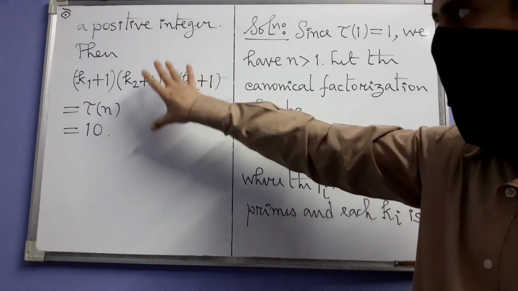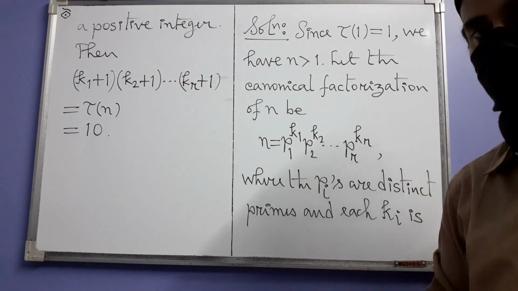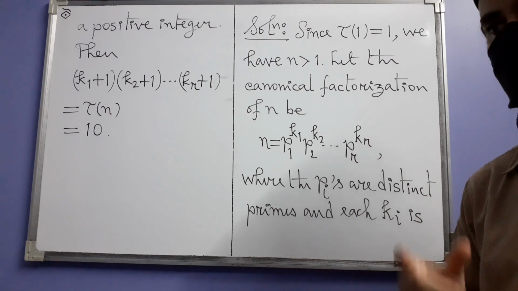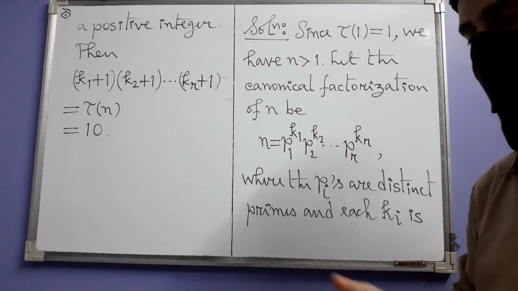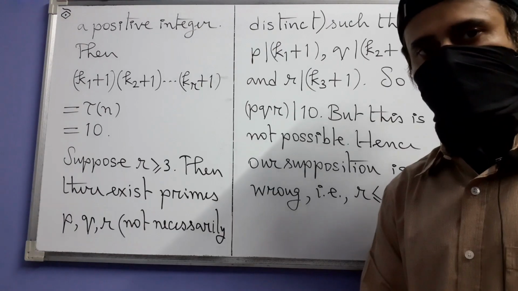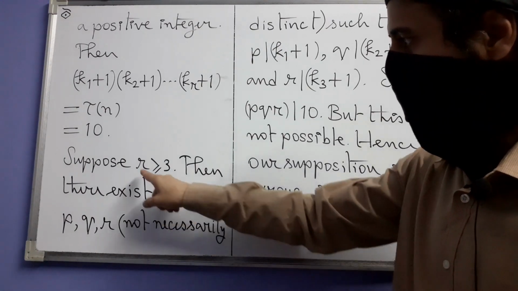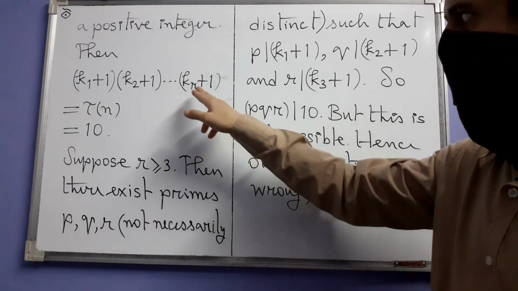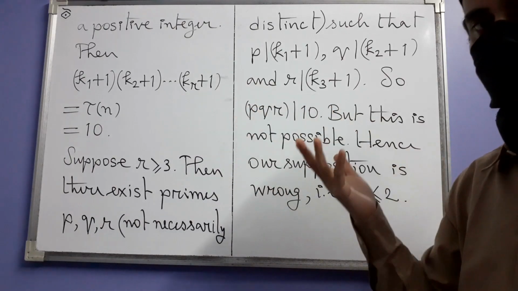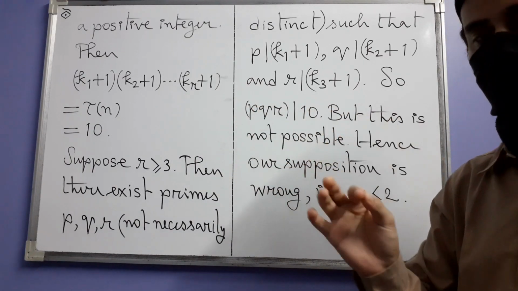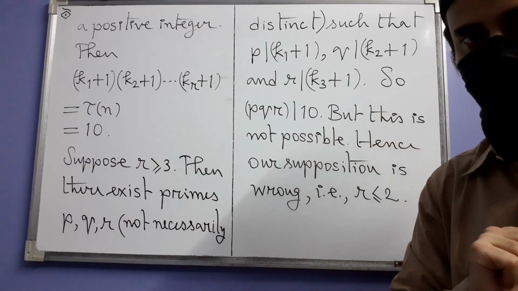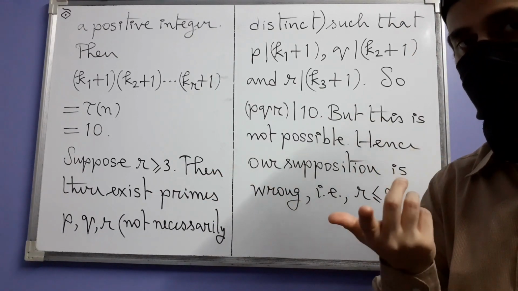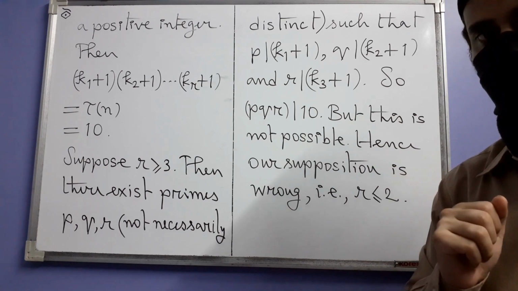Now from this equation, we have to figure out what type of exponents we can possibly have and what will happen to n. What type of number n is. How can we do that? Let's see. So next we suppose that r is greater than or equal to 3. What is r? r is this. That means in the original factorization of n, r distinct primes appear, and we are supposing that at least 3 distinct primes are dividing n. That means they are appearing in the factorization of n.